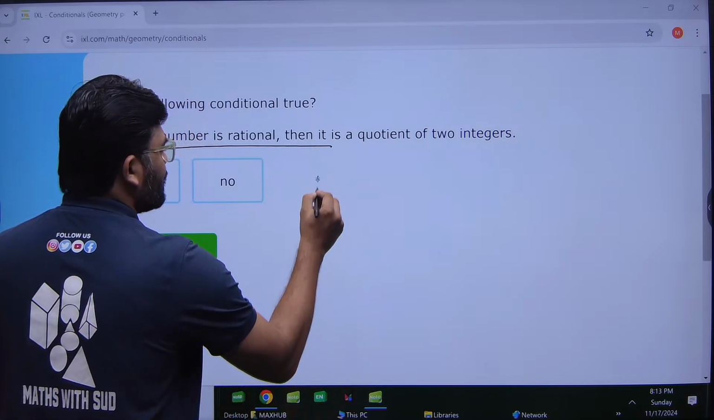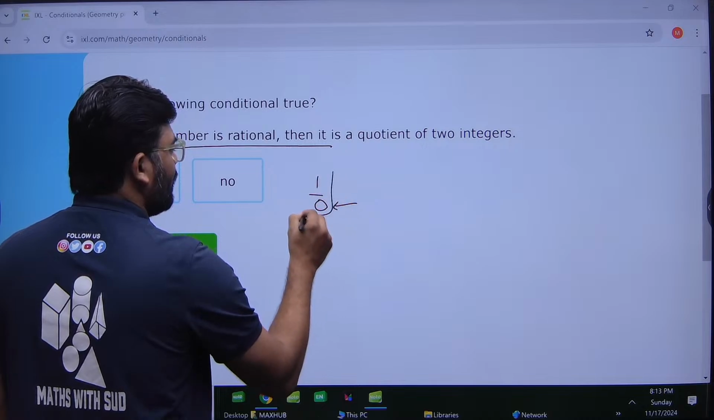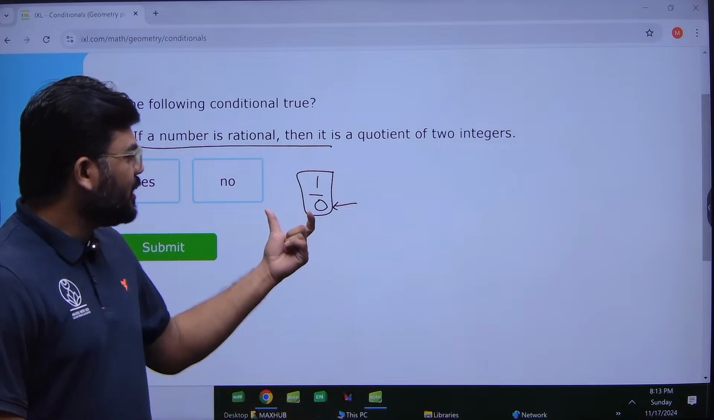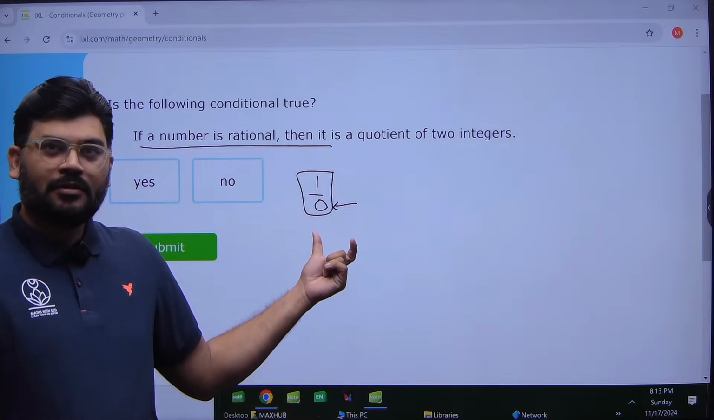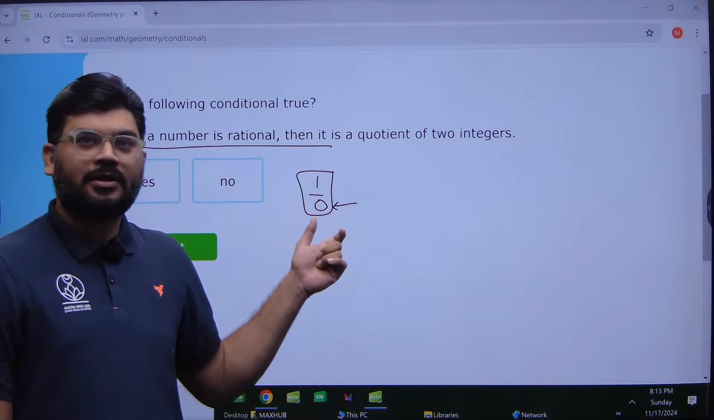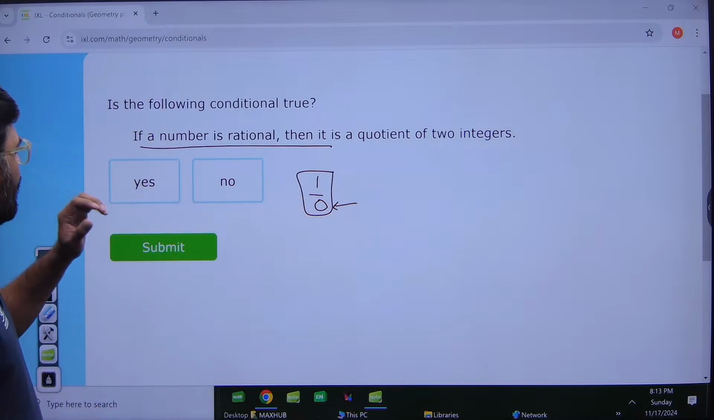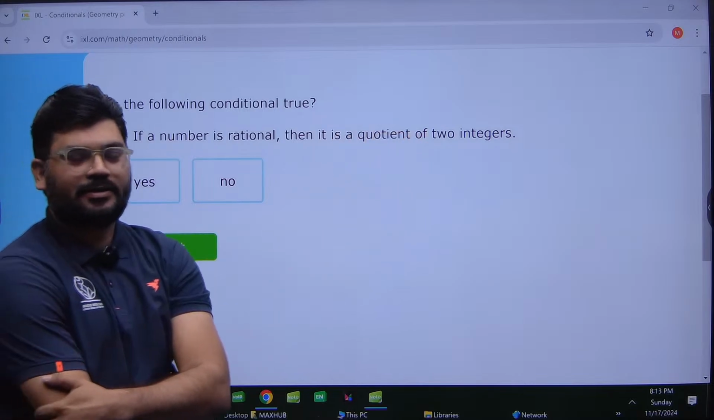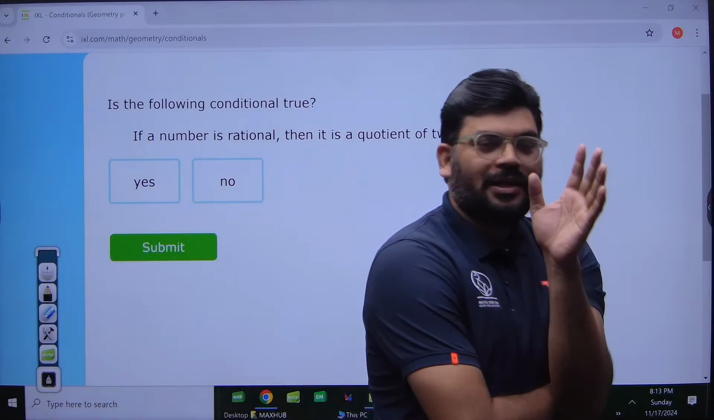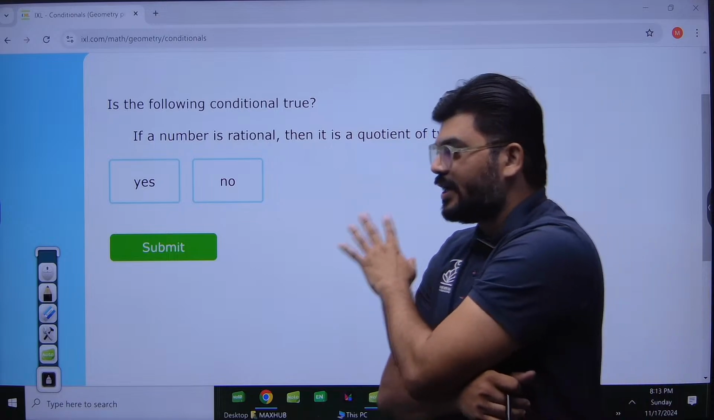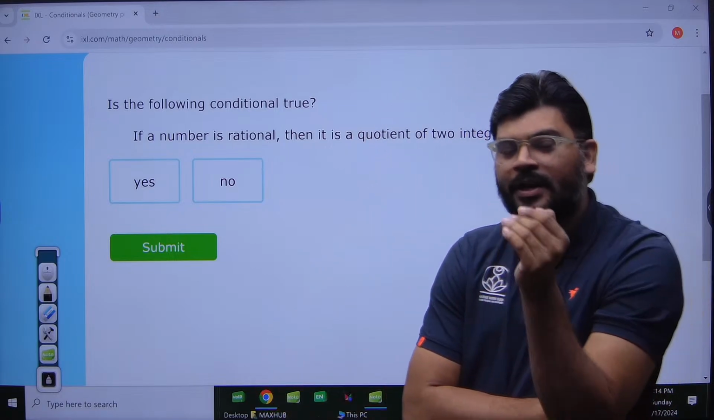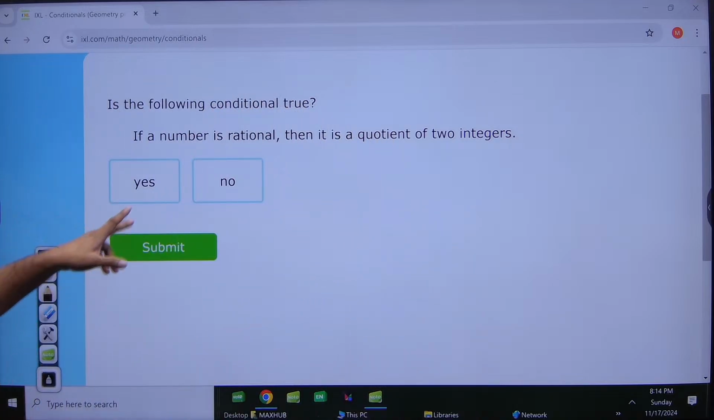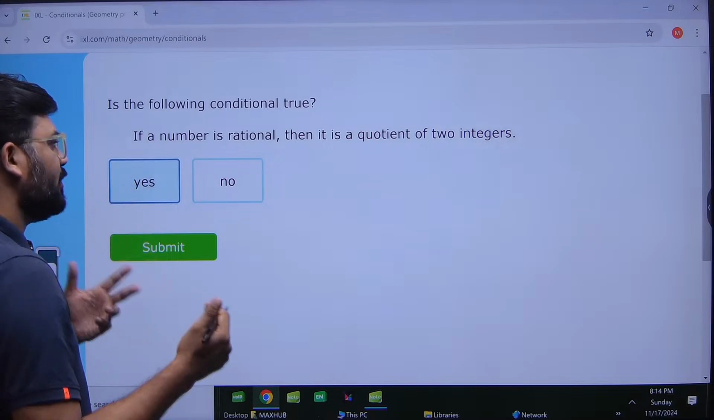So can we give a counter example? No, because we can't divide a number by 0. Its quotient cannot be of two integers. 0 is an integer. Okay, 0 is an integer. They are saying if a number is a rational number, then it is a quotient of two integers. Yeah, that is correct. Take any rational number, it will have a numerator and a denominator which are integers. That is true. Dividing by 0 is a different concept.